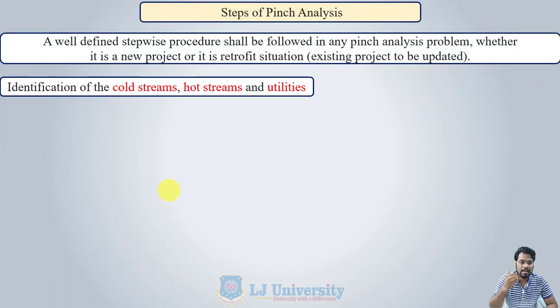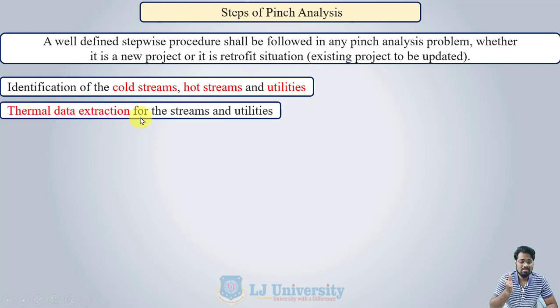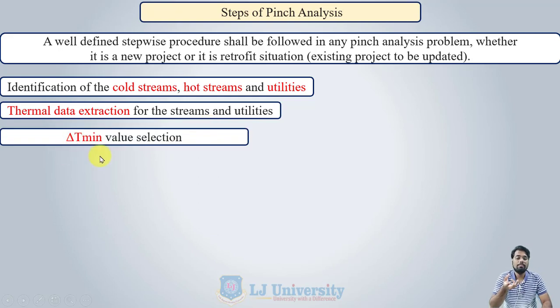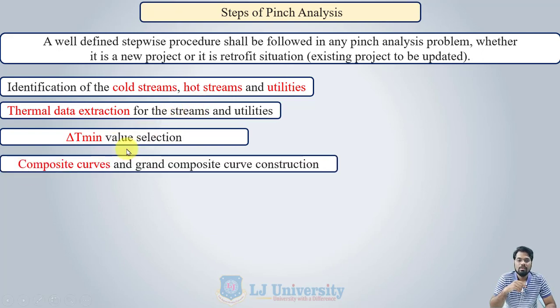Now what are the different steps for the pinch analysis? A well-defined stepwise procedure shall be followed in any pinch analysis problem, whether it is a new project or a retrofit situation, where an existing project is to be updated. The first step is identification of the cold streams, hot streams and the utilities of the project. Then thermal data extraction from the streams and utilities. Delta T minimum value selection, that is, how much minimum temperature difference you want between the two streams. Composite curve and grand composite curve construction.